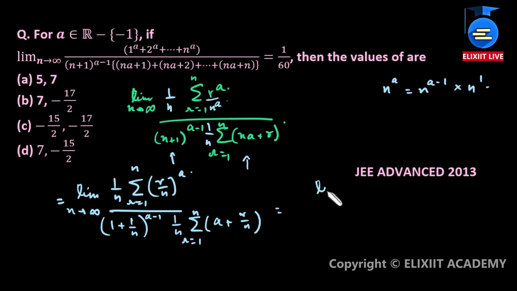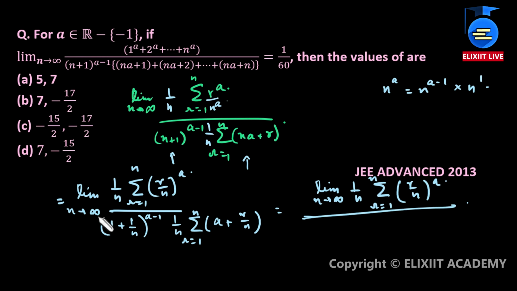You can distribute the limits in the numerator and denominator. So if you distribute, the numerator will be limit n tends to infinity 1 by n sigma r equals 1 to n, r by n to the power a. In the denominator, you take limit n tends to infinity, this will tend to 0, right? So we have 1 to the power a minus 1. So this will have 1 only. So 1 times 1 by n, we have limit n tends to infinity 1 by n summation r equals 1 to n, a plus r by n. This is what we are having. So we are basically simplifying the left hand side and we have to equate this to 1 upon 60.